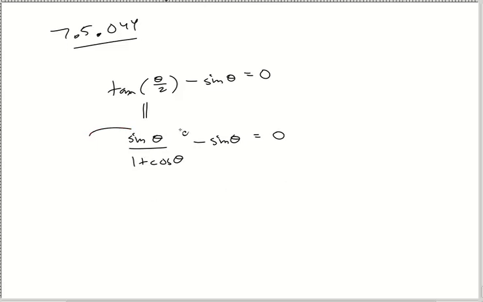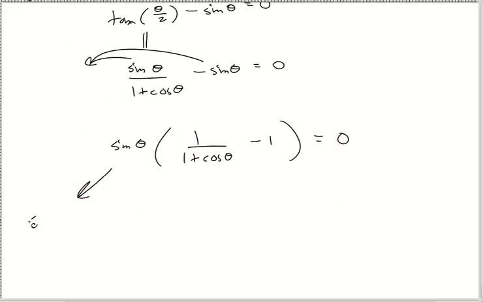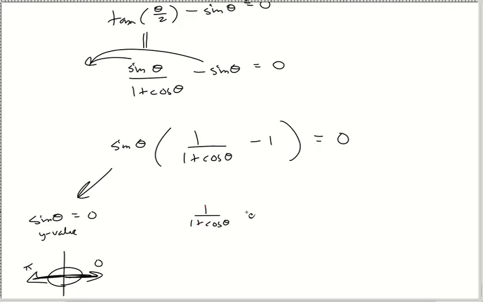That's pretty neat. These both have a sine, so I'm going to factor that out to the front, leaving behind 1 over 1 plus cosine theta, and that's a minus 1, and then equals 0. On this side, I'm saying that sine theta is equal to 0. My y value is equal to 0. And on my unit circle, it's going to be here and right there. Okay? 0 and pi. On this side, it's a little bit more work. I'm saying that I got this expression here is equal to 0. Move the 1 over.